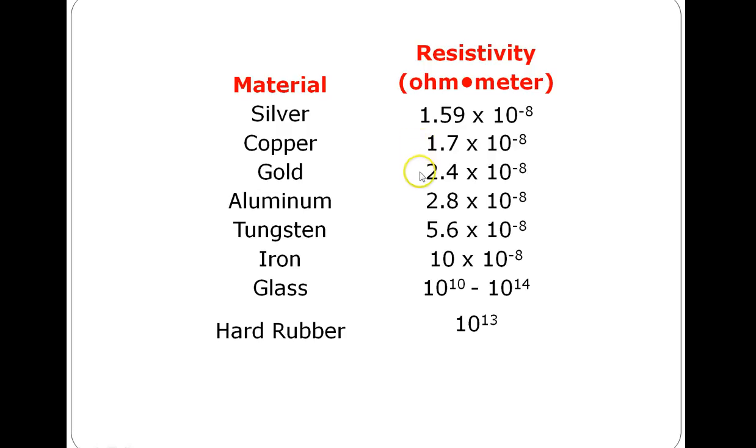So as we go down here, you have things with a larger resistivity value that are poor conductors, and you can see the order of magnitude changes drastically. The reason, by the way, there's a range here is that there's a whole bunch of different kinds of glass, so that's kind of a ballpark figure. And again, who's going to make a wire out of hard rubber? Terrible conductor.